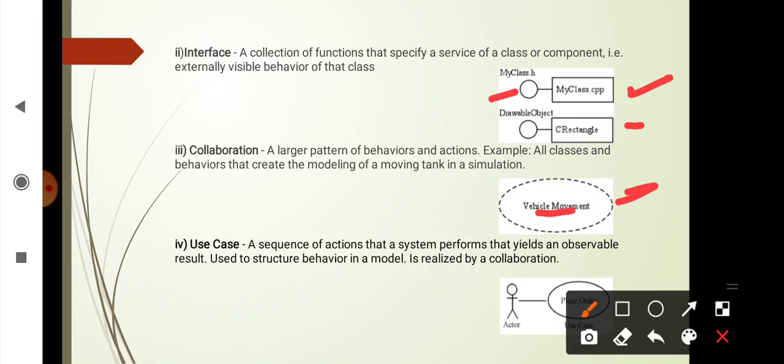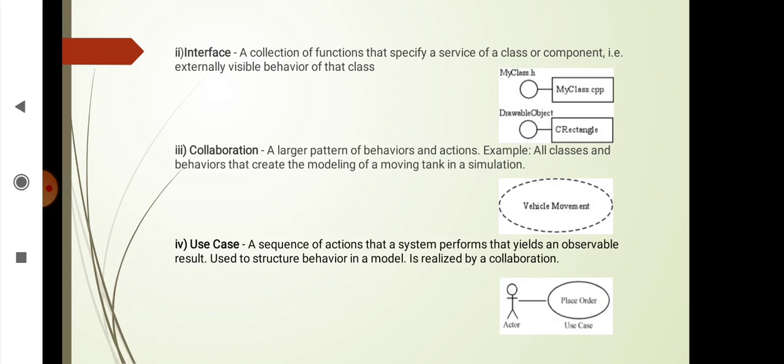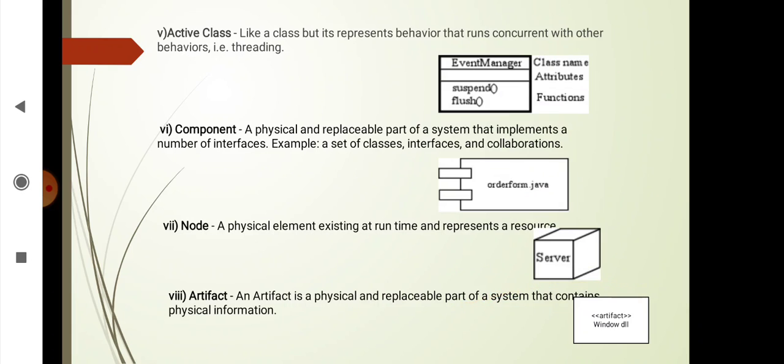Then a use case. A use case is a description of a sequence of actions that a system performs that yields observable results of value to a particular actor. A use case is used to structure the behavioral things in the model. A use case is realized by a collaboration. Here is one example for actor, and second is use case placeholder. Graphically, a use case is rendered as an ellipse with a solid line and usually including only its name, as shown in this figure.